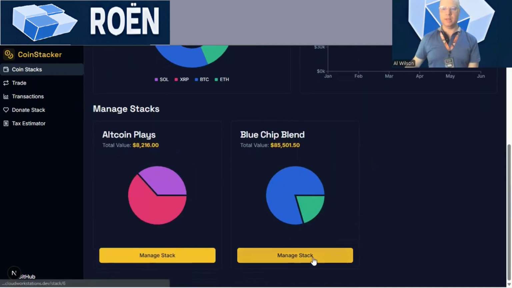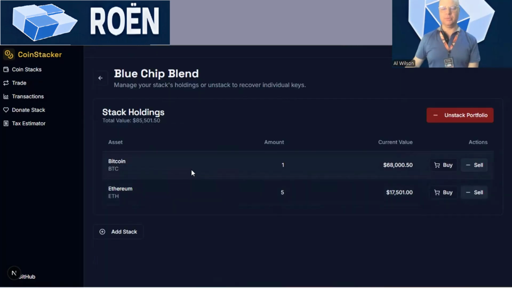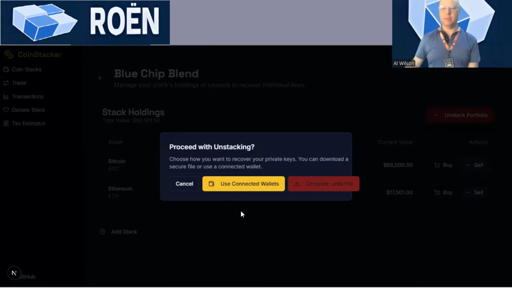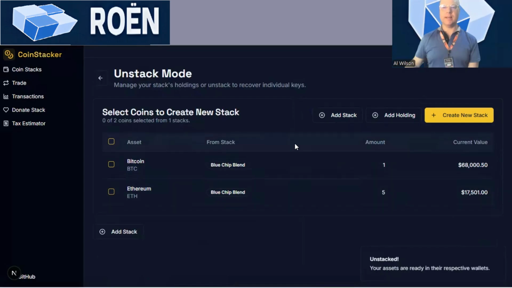Now we're going to look here at managing your stack. And we have an example of two commonly traded cryptocurrencies. And we're going to go ahead and unstack the portfolio. And we have a choice of using our proprietary key stacking software to generate a secure file, which can only be read with our desktop application Unstack. However, in this case, we're going to use connected wallets, either a software wallet or a cold wallet, to unstack.